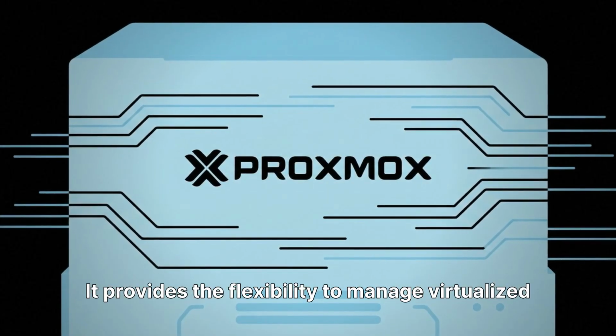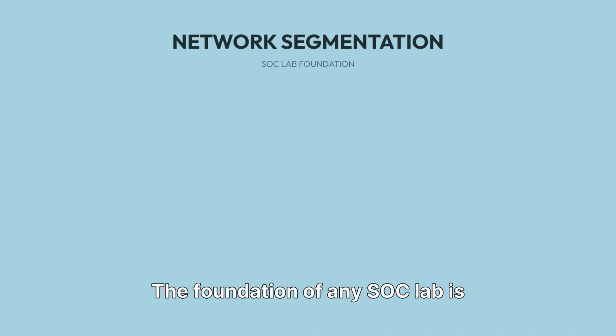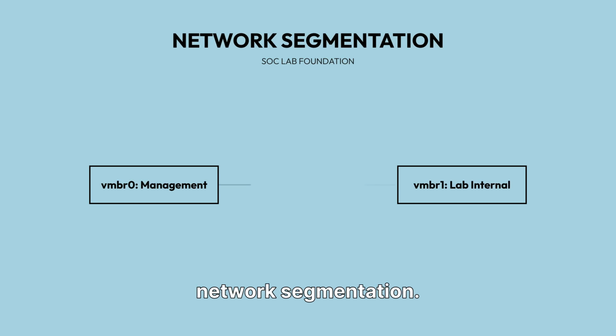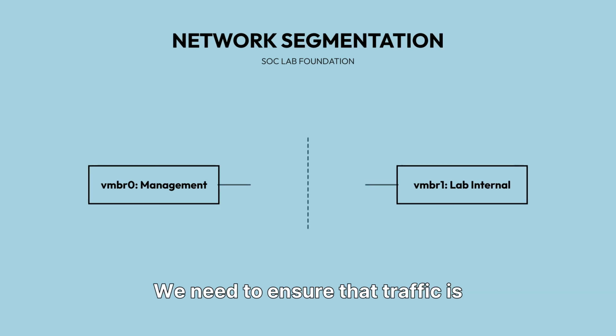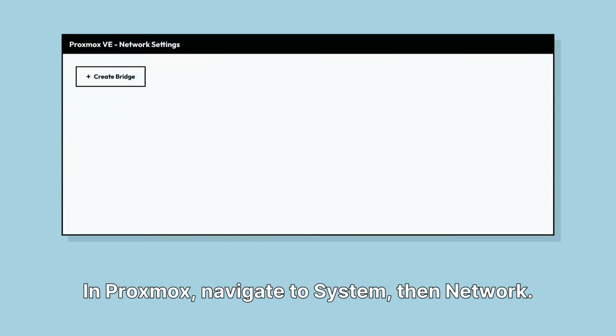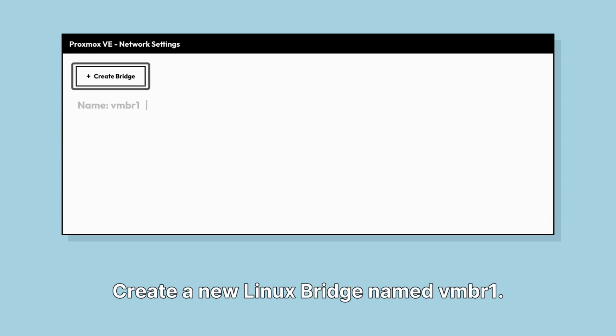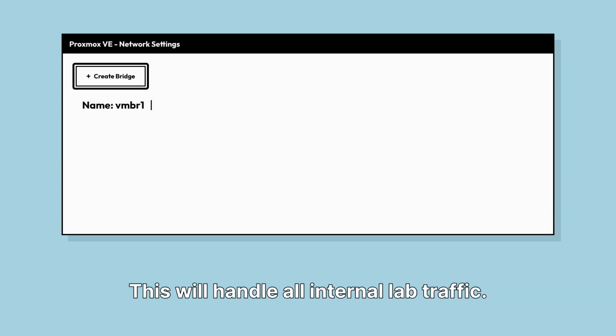It provides the flexibility to manage virtualized networking and diverse operating systems. The foundation of any SOC lab is network segmentation. We need to ensure that traffic is isolated and observable by our monitoring tools. In Proxmox, navigate to System, then Network. Create a new Linux bridge named VMBR1. This will handle all internal lab traffic.